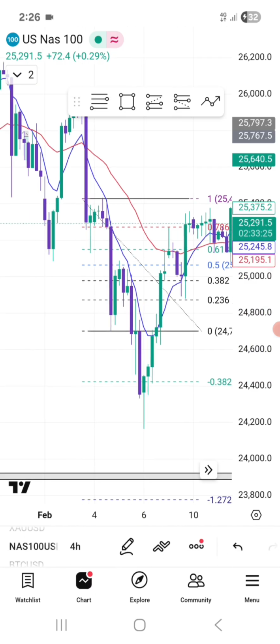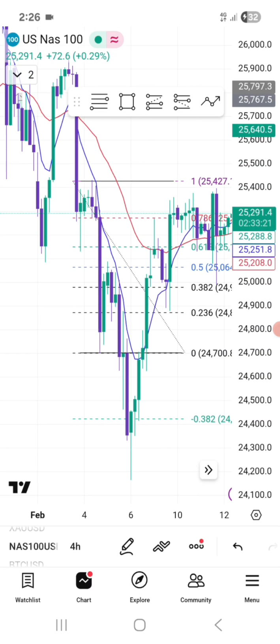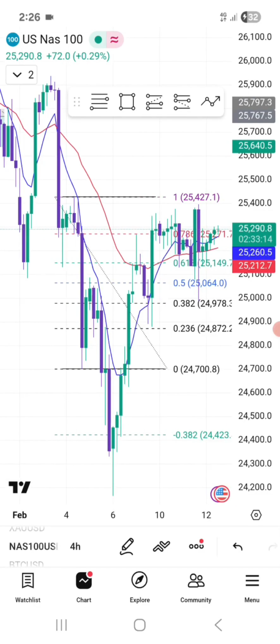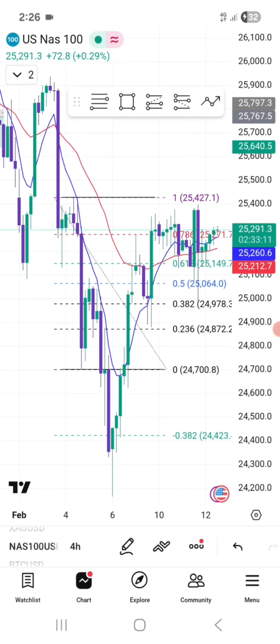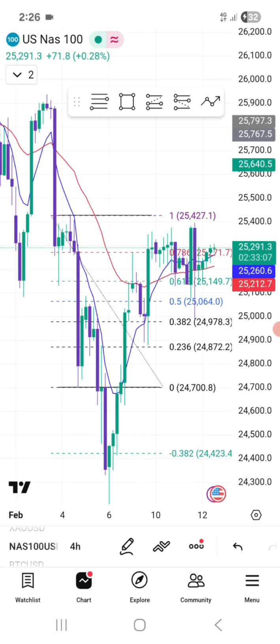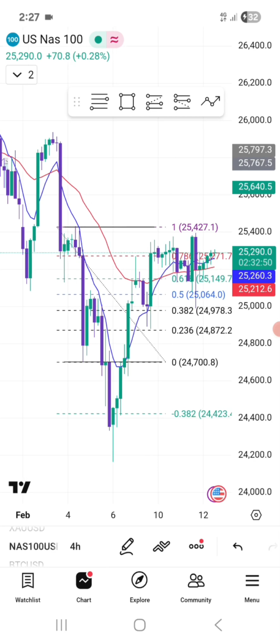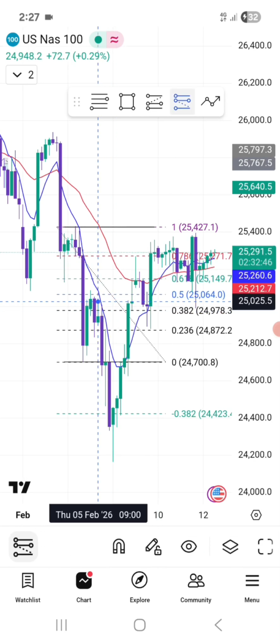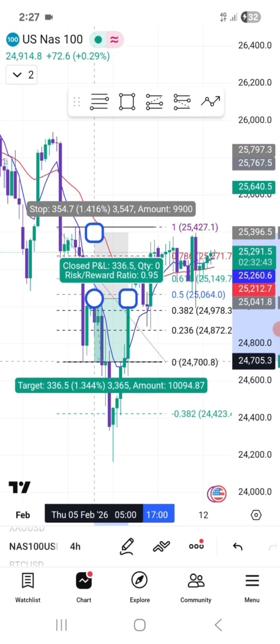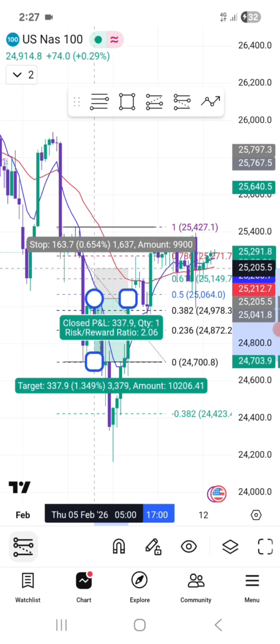So for example, once we plot our Fibonacci, we wait for the retracement to any level of our Fibonacci, be it 23.6, 38.2, or 50%, or 61.8. 61.8% is commonly known as the golden ratio, or 78.6. Once the price retraces from that level, our first TP will be from that point to the 0%. This will be our first TP.